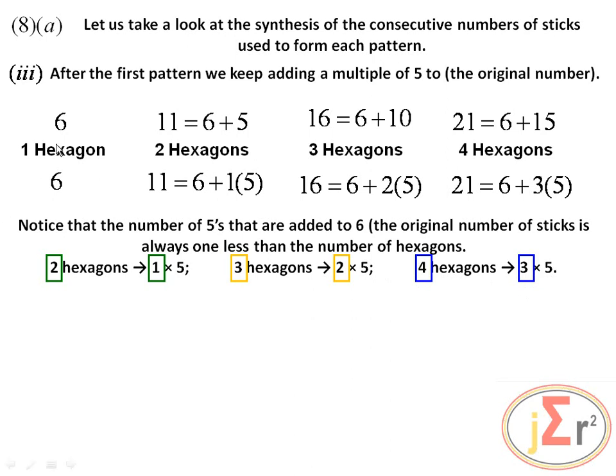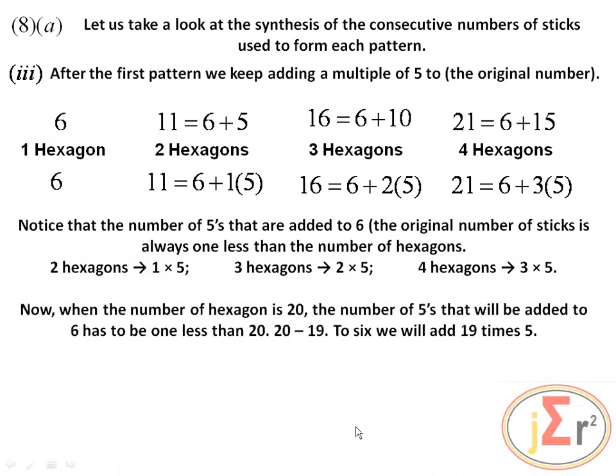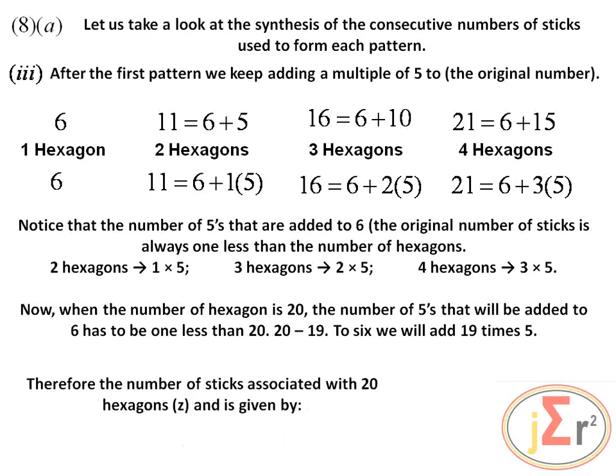But do not forget that we always have to have 6. So now, when the number of hexagons is 20, the number of 5s that we will be adding to 6 has to be 1 less than 20, which is 19. To 6, we will add 19 times 5. Therefore, the number of sticks associated with 20 hexagons is given by Z is equal to 6 plus 19 times 5. So 1 less than the number of hexagons. 6 plus 19 times 5.